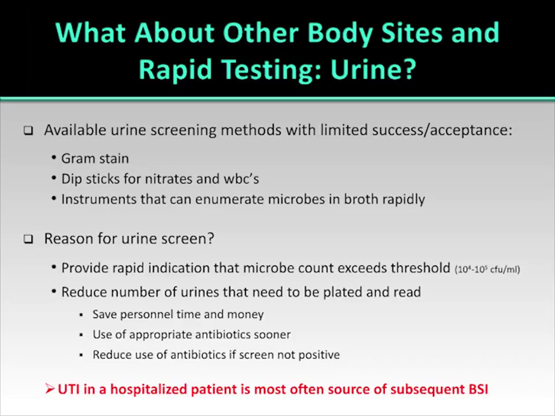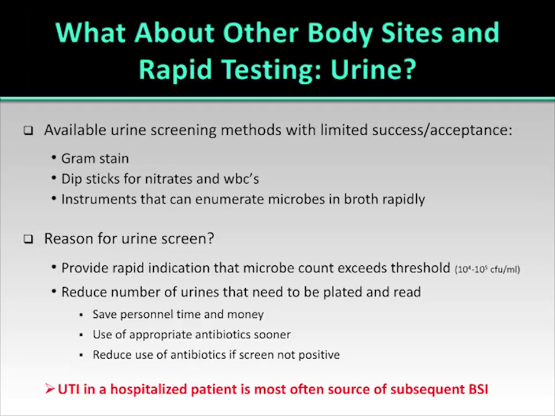Some of them are not. Certainly the Gram stain has been used to screen urines. Dipsticks for nitrates and the presence of white blood cells, in the form of leukocyte esterase, have been used. And there have been instruments that can enumerate microbes in broth rapidly. So there are some systems out there that can be used.